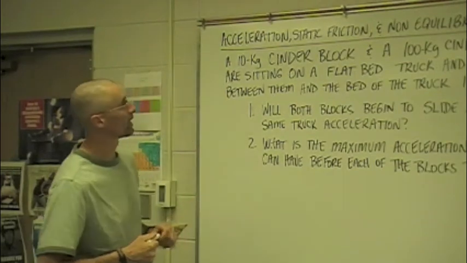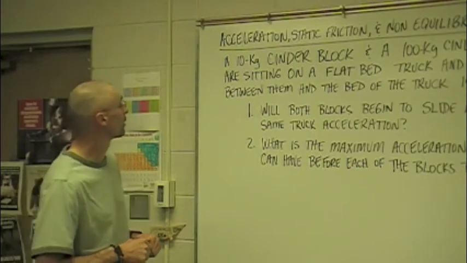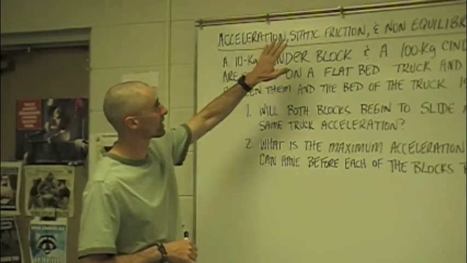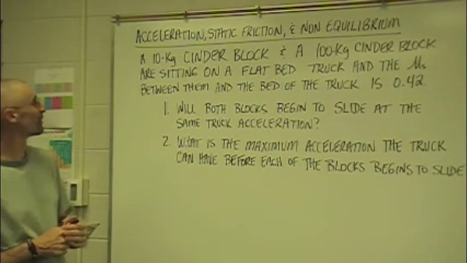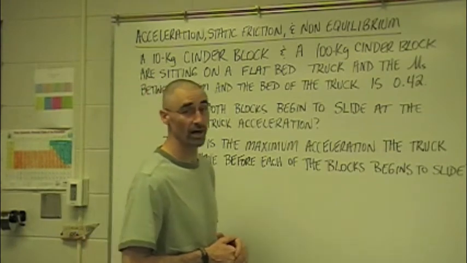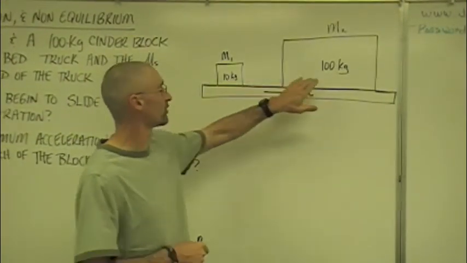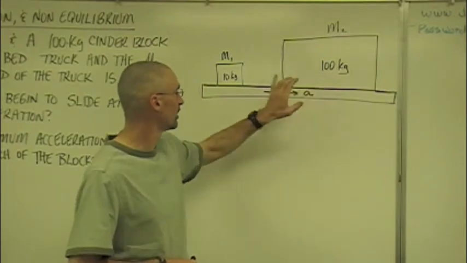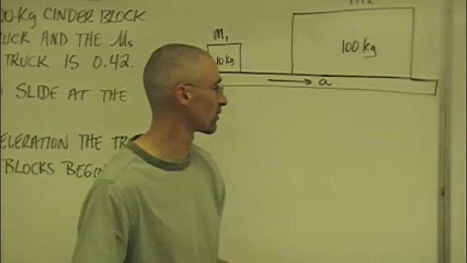Okay, all right, guys. Today we're going to tie together some of the key concepts we've been working on. We've got acceleration, static friction, and non-equilibrium all together in this kind of classic problem. On the flatbed truck over here, we're going to have a 10 kilogram cinder block and a 100 kilogram cinder block. They're sitting on this flatbed truck, and the truck's going to take off accelerating that way.